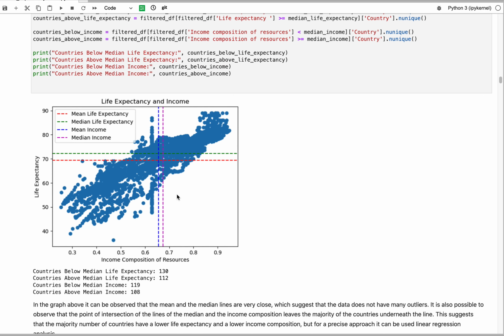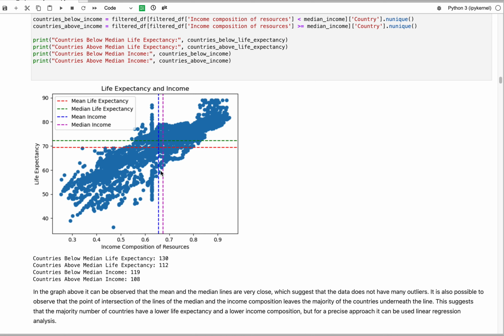Here's the same for income composition of resources. The median and the mean are very close. You can see that the largest quartile here is the majority of the countries, which have a lower life expectancy and also a lower income.